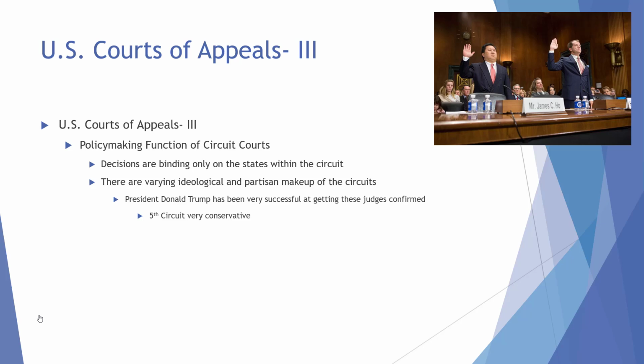Policymaking functions. Decisions are binding only on the states within the circuit. So there's a very ideological and partisan makeup of the circuits. So President Trump was very successful in getting a lot of circuit judges confirmed. One of the things that really helped him, we'll talk about this later when we talk about judicial selection and things.